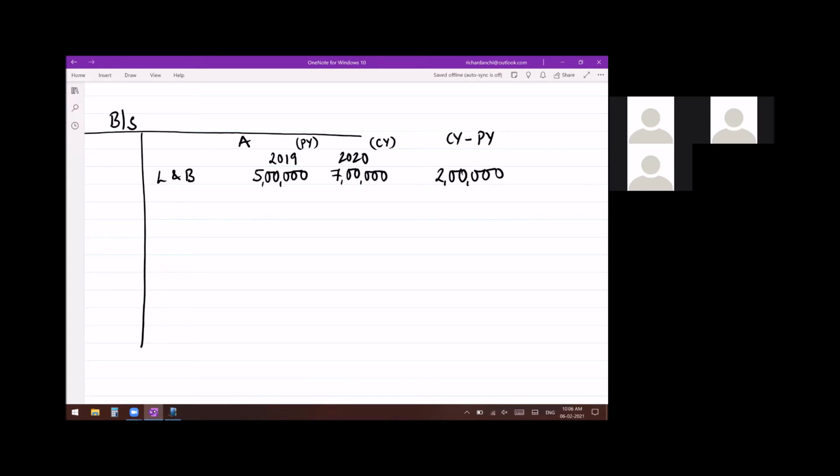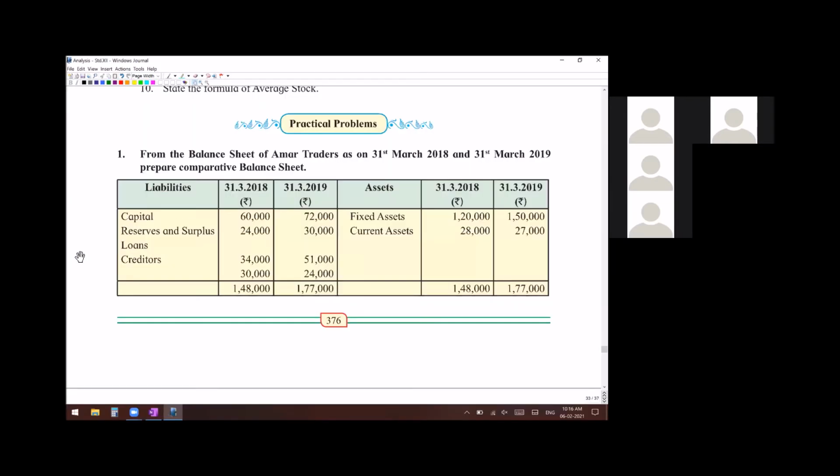But if I ask how much percentage it has increased, I want it in percentage terms, then how will you calculate? Can anybody tell me how much percent it has increased? From 5 lakhs, it has moved to 7 lakhs. How much percent has it increased? Anybody can tell me. Come to page 376 and question number 1.